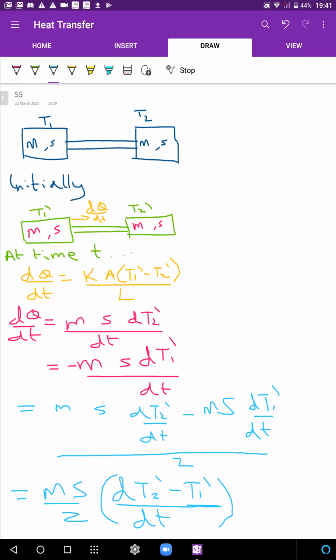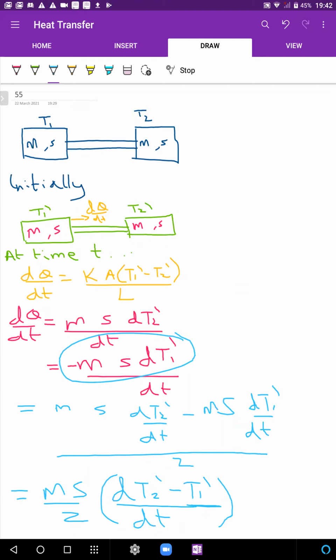So again, going over the heat transfer equation, dq by dt is KA (T1 dash minus T2 dash) by L. dq by dt is the rate at which this guy is getting heated up, so dq by dt becomes ms dT2 dash by dt. And dq by dt is also the rate at which this guy is cooling down. If you're extracting heat from something, then the heat extracted is minus ms dT. So since you're extracting heat from T1, dq dash is minus ms dT1 dash by dt.